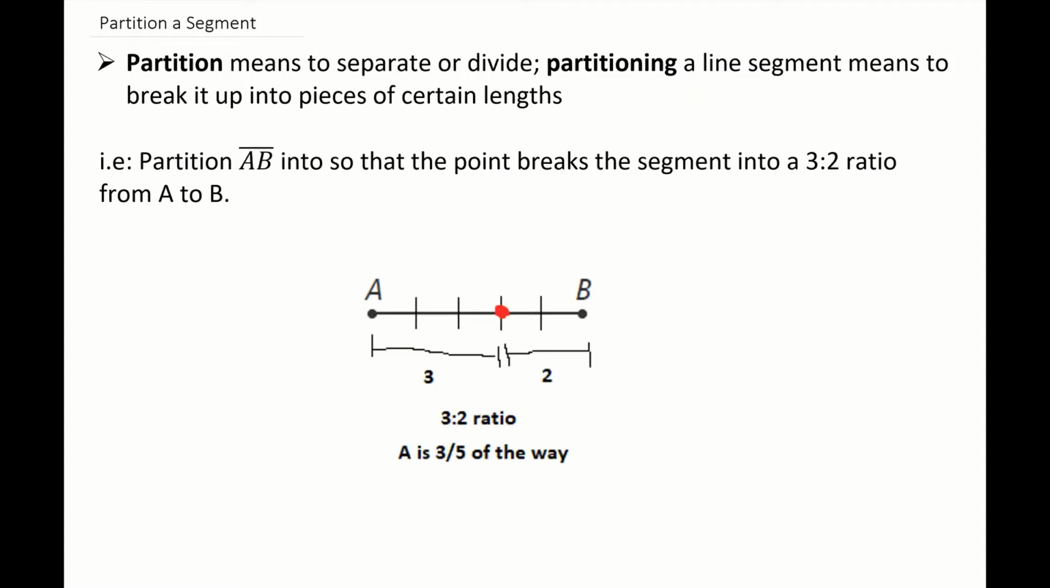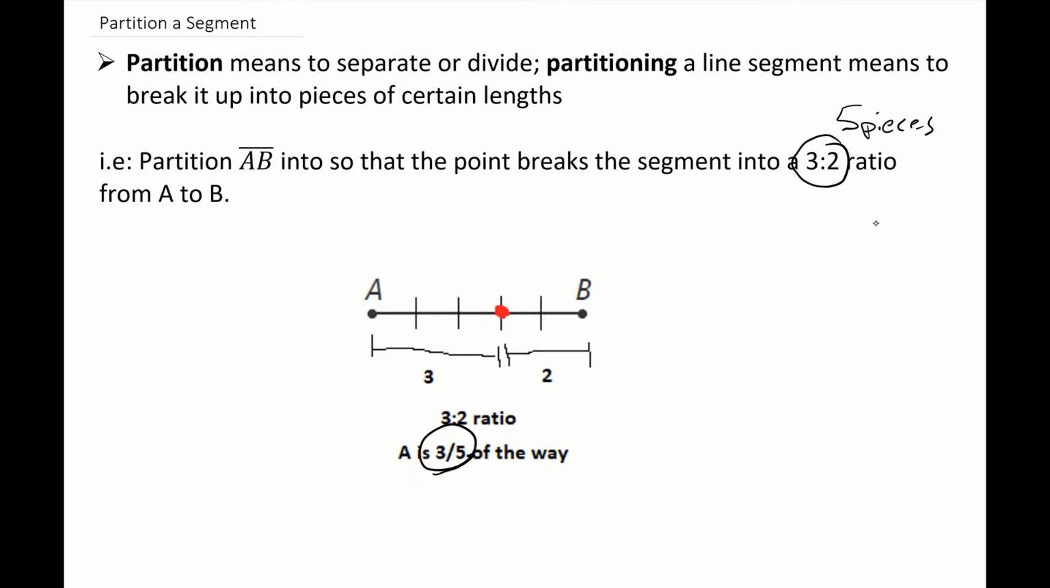Well, when we break it that way, how do we know that there's 5 pieces? When you're given a ratio, you just add the parts together. So 3 plus 2 is 5. So there's 5 pieces that we want to break this into. And so the point is going to be 3 pieces away from A and 2 pieces away from B. And you can see that by the given diagram, it's a 3:2 ratio, or 3/5 of the way.